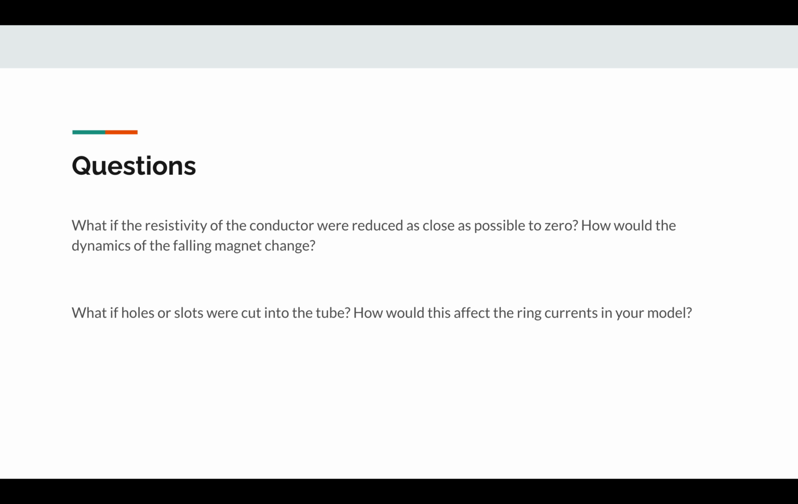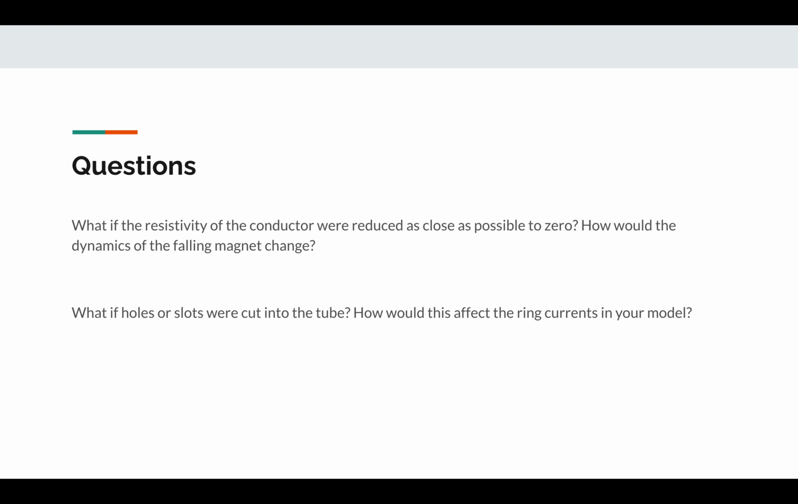So now the final questions of the lab. What if the resistivity of the conductor were reduced as close as possible to 0? How would the dynamics of the falling magnet change? Well, the braking force increases to a point where it balances the gravitational force and prevents the magnet from falling through the tube altogether.